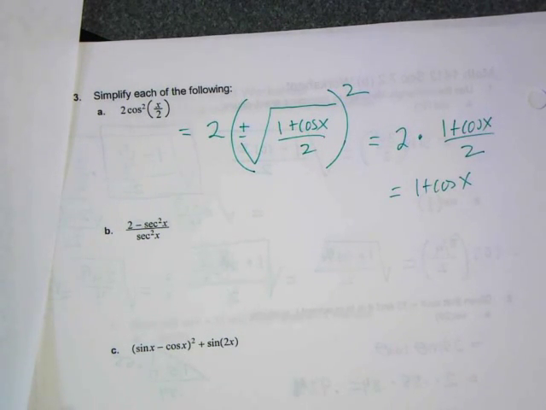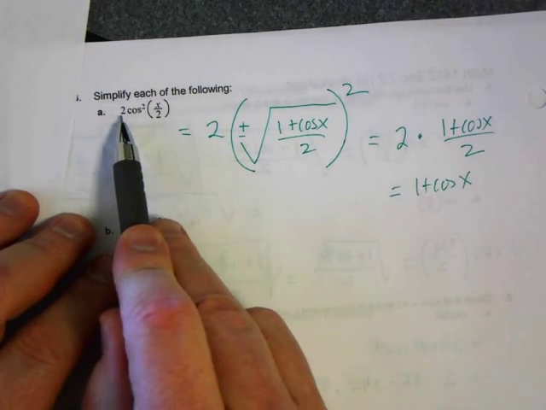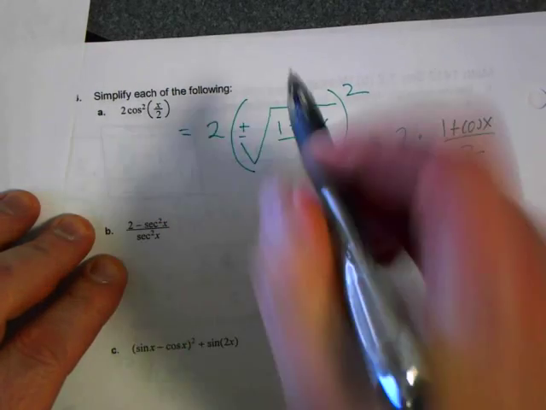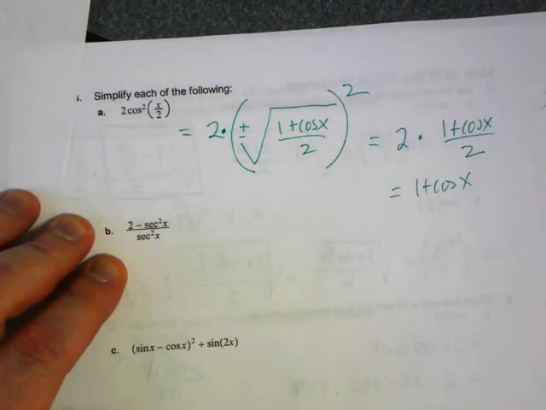Questions on that one? Lindsay. Why did you write 2 times 1 plus cosine? Wouldn't it be 2 plus 1? Well, this 2 was originally being multiplied. So I have the 2 multiplied by that whole thing.